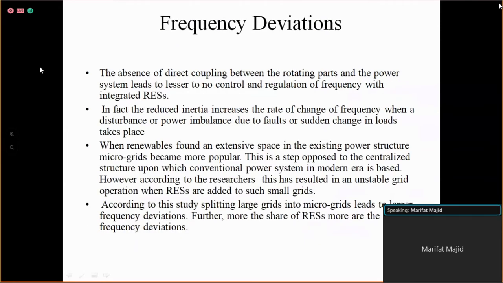The last power quality issue that is important is the frequency deviation. It is due to the absence of direct coupling between the rotating parts and the power system that there is no control or regulation of frequency with the integrated renewable energy sources. In fact, the reduced inertia increases the rate of change of frequency when a disturbance or power imbalance due to faults or sudden changes in loads takes place.